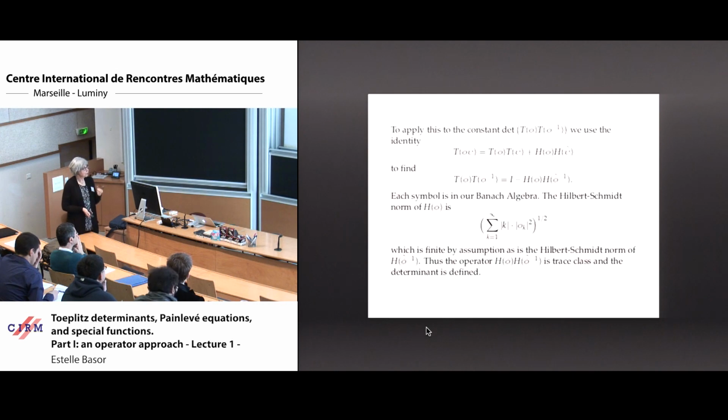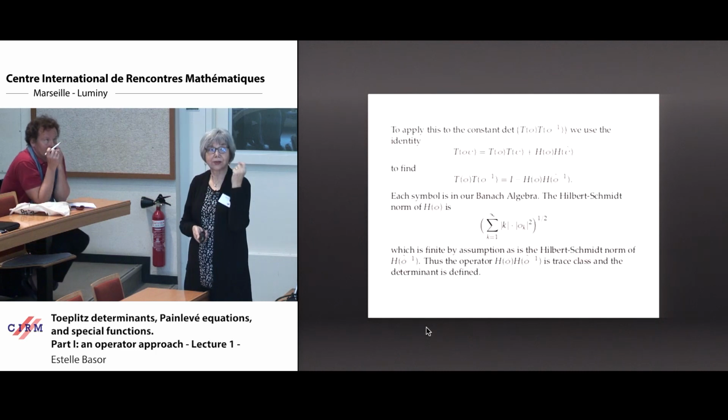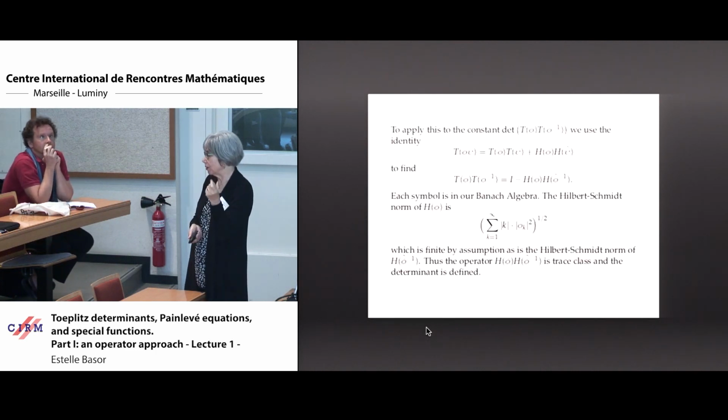And what is the Hilbert-Schmidt norm of one of those operators? Well, those are the Hankel operators. So remember what they do. You have 1 a_1, 2 a_2s, 3 a_3s. You square them, you add it all up, and you get exactly that sum. So if you're in that Banach algebra, then both of those Hankel operators are Hilbert-Schmidt. The product then is trace class, so that determinant makes sense.